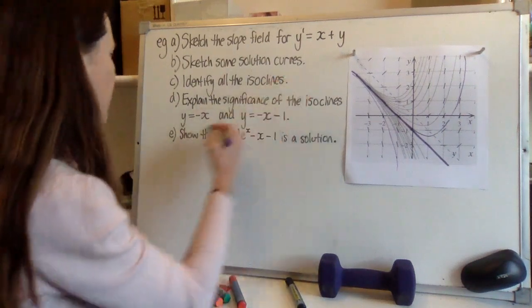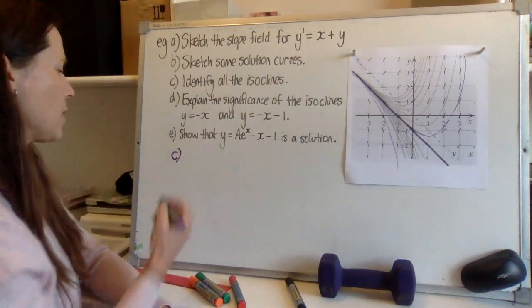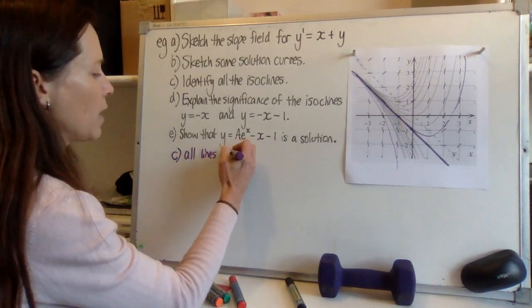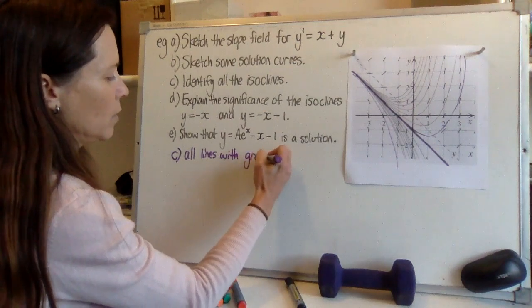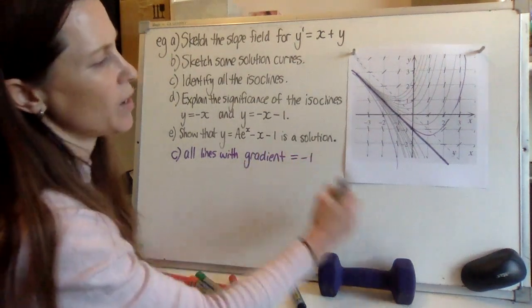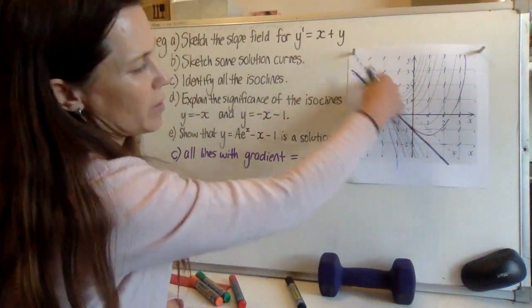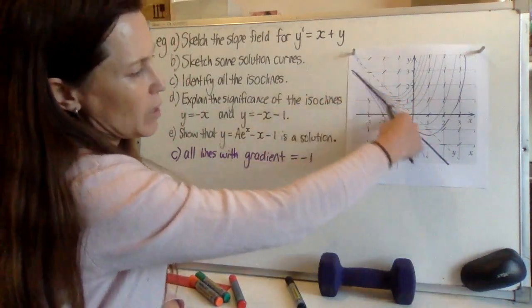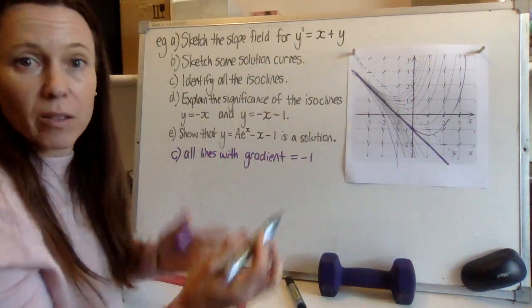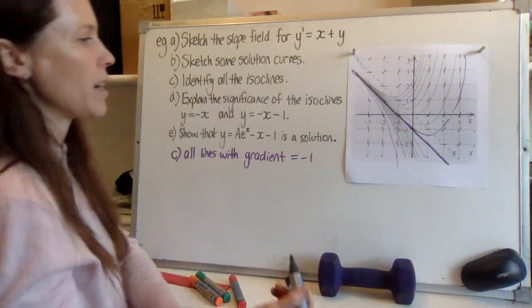Well, let's just answer that question. C, it would be all lines with gradient -1. And so we can identify them because they're all parallel with this dotted line and also with the special isocline that has its line segments being parallel with itself, or the same gradient as it has.